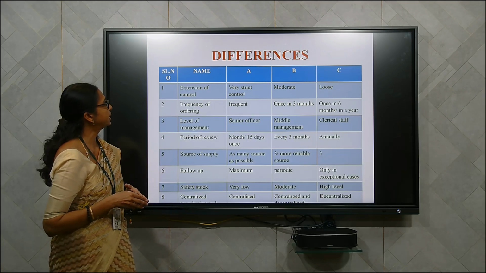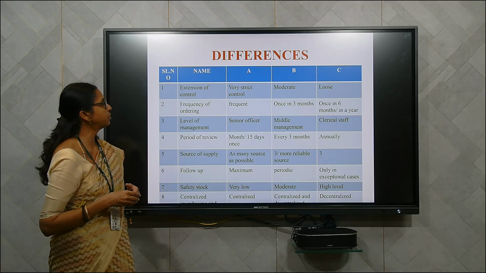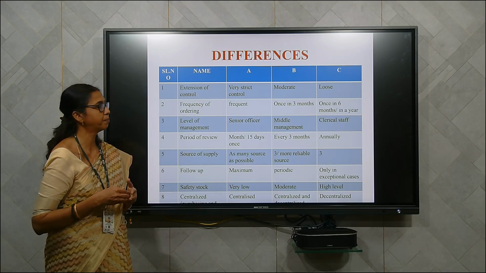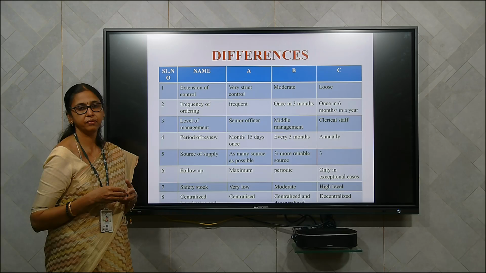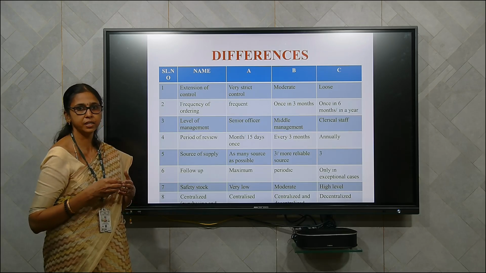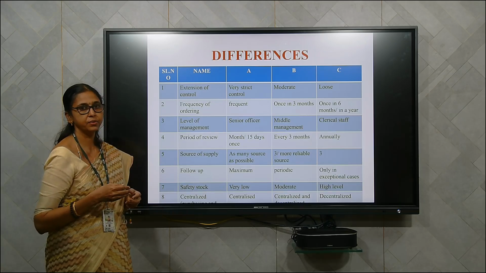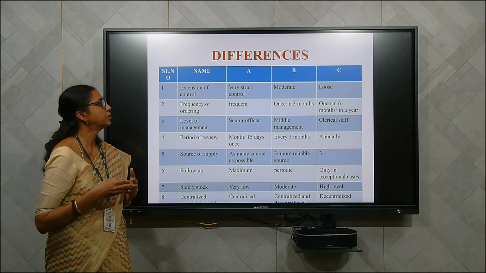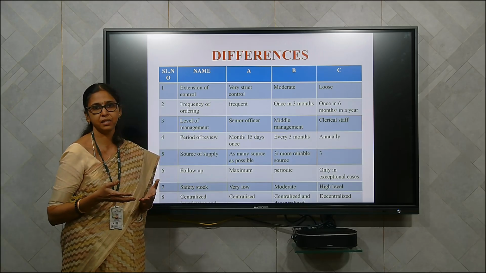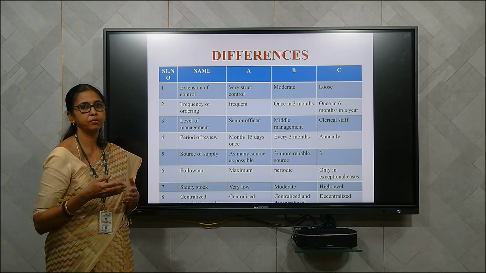So when we compare the differences, first the extension of control. A items need very strict control. You have to preserve it and protect it properly, otherwise the quality of the protection will be a question mark. So A items need strict control and strict supervision. B items are moderate. They require only moderate control and supervision. There is no need to supervise C items. They will be purchased in bulk and can be maintained easily. No need of close supervision.